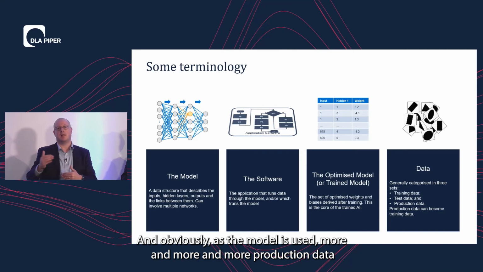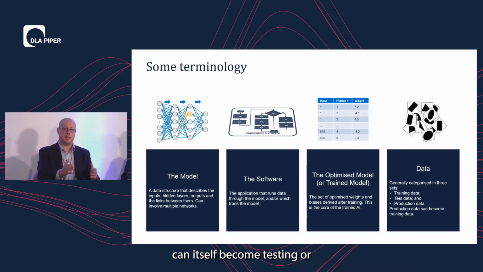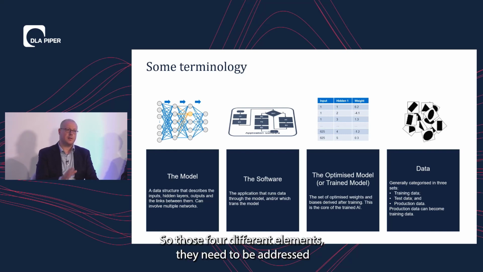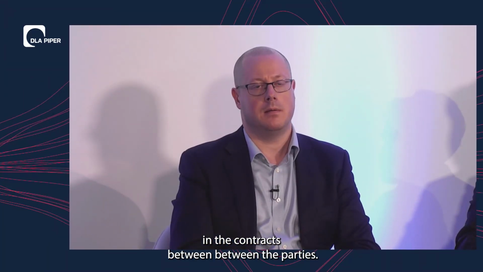And obviously, as the model is used more and more and more, that production data can itself become testing or training data in order to create the future iterations of the model that will improve over time. So those 4 different elements then need to be addressed in the contracts between the parties.